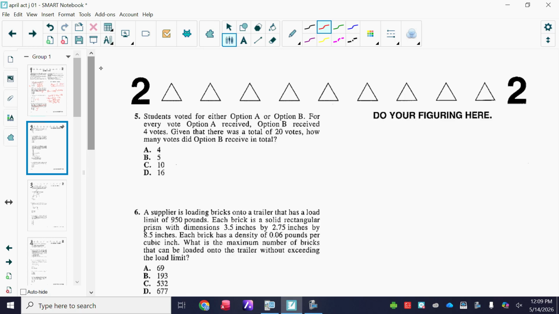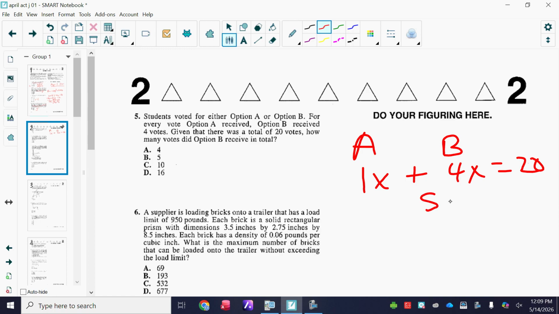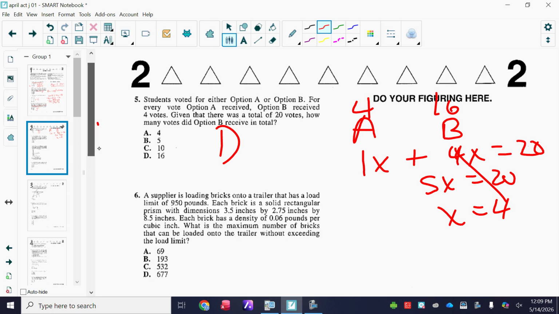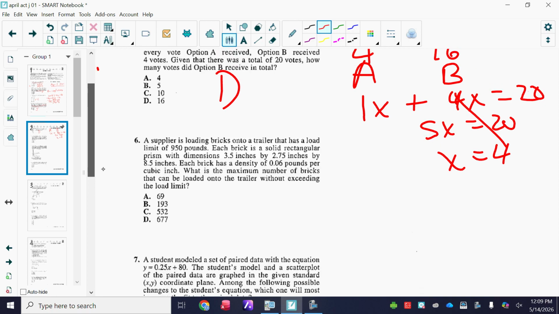Given, you can vote for either option A or option B. Well, for every vote of A, that's 1x, there were 4 for B. So together, that's 20 votes. So it's 5x is 20, x is 4, which means 4 people picked A, plug it back in, 16 picked B, answer D. You could have done that without much trouble just by looking at the numbers.